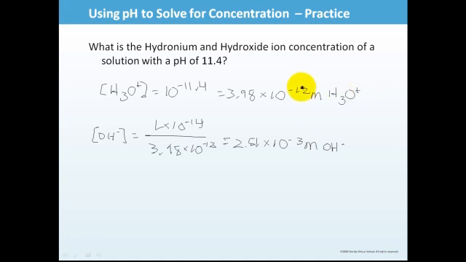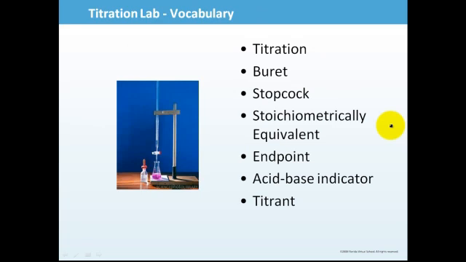All right, now 11.4, that tells us it's a basic solution, which means we should have more hydroxide ions than hydronium ions. So if we check our answers, 10 to the negative 3 is definitely a much bigger number than 10 to the negative 12, so our answer makes sense. You always want to check that when you're done. All right, so now we have a better understanding of pH and concentration, how they relate, how we calculate it.